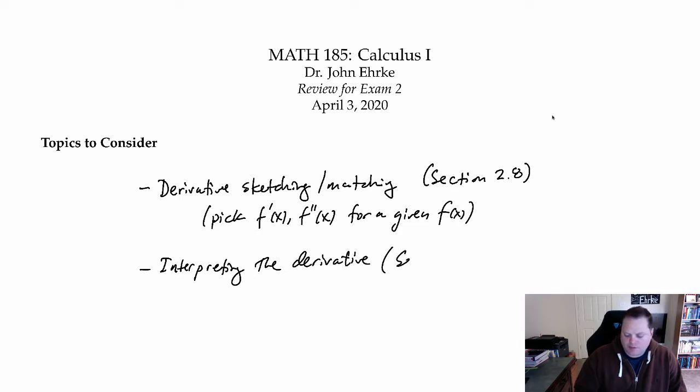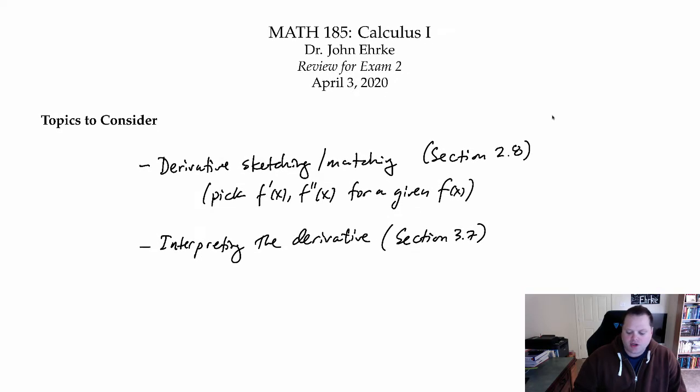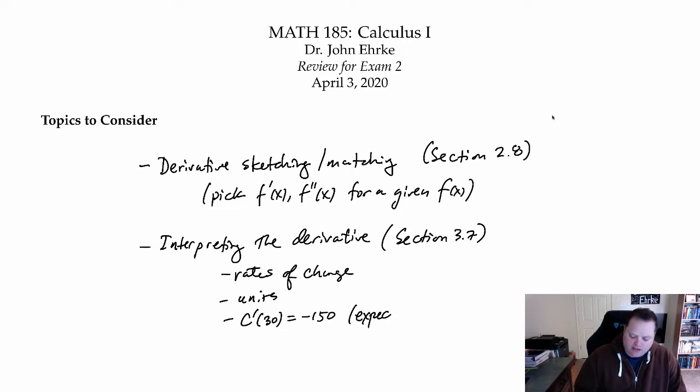So this is mostly stuff out of section 3.7, dealing with rates of change. But it's things like units, like what are the units of a derivative? It's things like what does it mean if I tell you that c prime of 30 is negative 150, where c is a cost function? What does that mean?